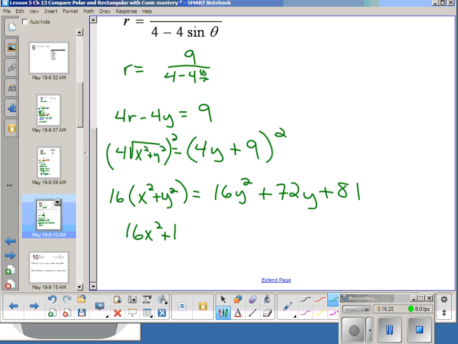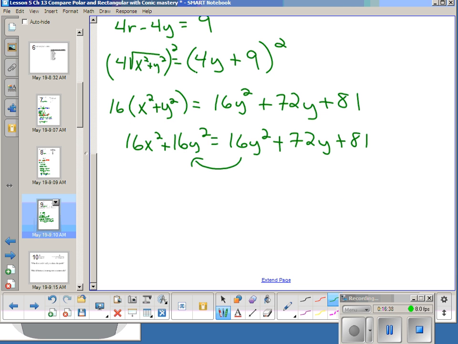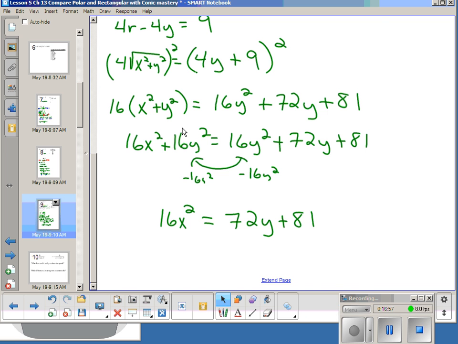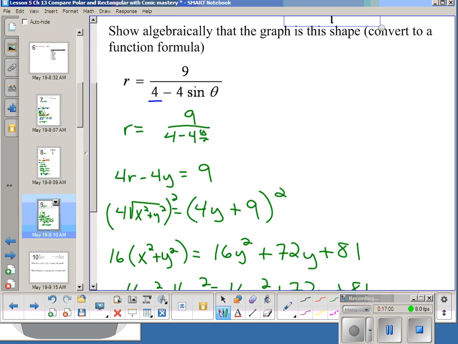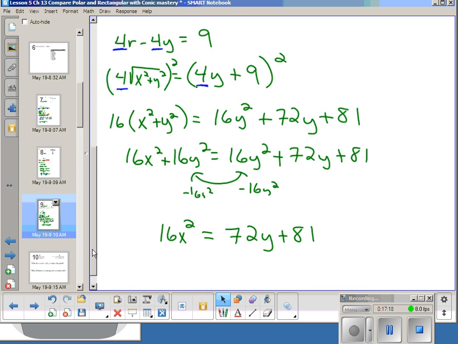This side becomes 16x squared plus 16y squared. And when I collect x squareds and y squareds on the same side, or attempt to, when I subtract 16y squared, I end up with 16x squared and no y squareds. And this is a parabola, because only one of my terms is squared. And it should sort of make sense that when these two numbers are the same, I end up with this 4 in front of my root, and I have the same 4 here, and I end up squaring both of those 4s, and I get the same coefficient on my y's. And then when I subtract, they disappear.